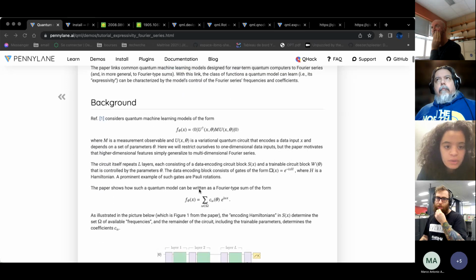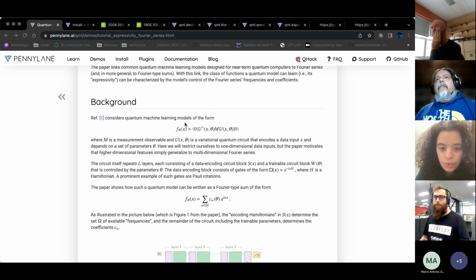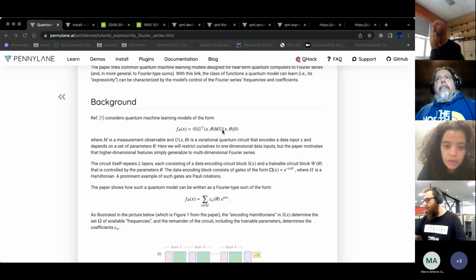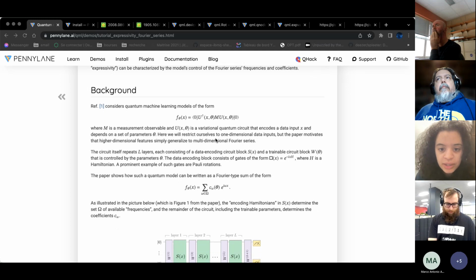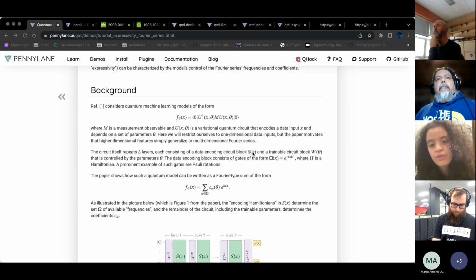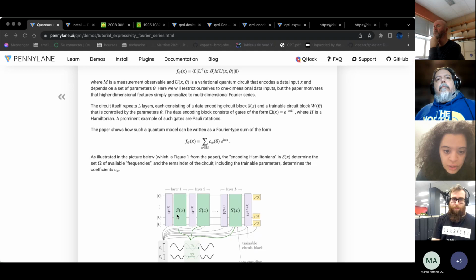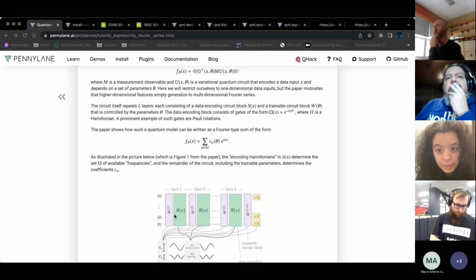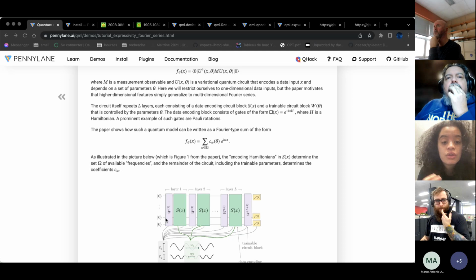So first of all, we consider quantum machine learning models of this form. If you remember, we have a certain transformation that we apply on a certain observable M, and M could be anything. We will see more later in what they use. The circuit itself repeats L layers. Each layer consists of S(x) blocks, which are data encoding blocks, and trainable blocks W, which are parameterized, and which is the part that we're going to train with parameters theta.